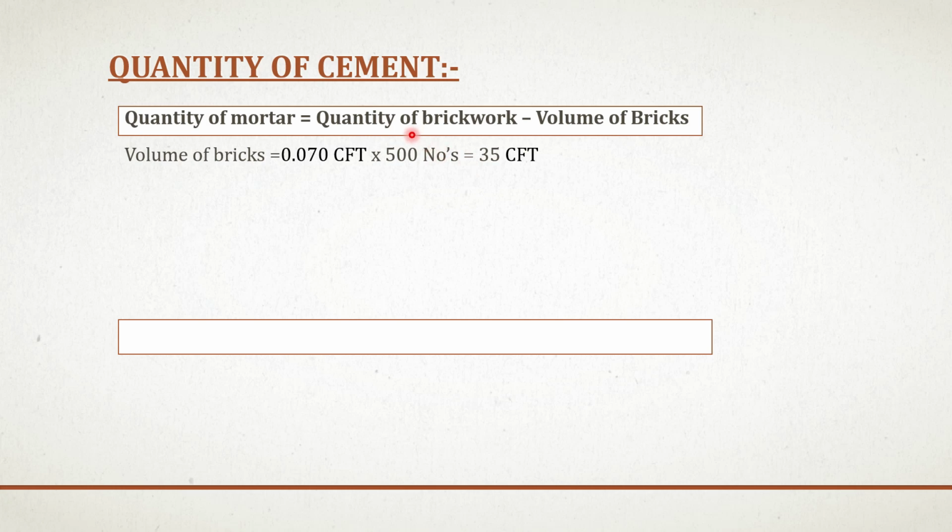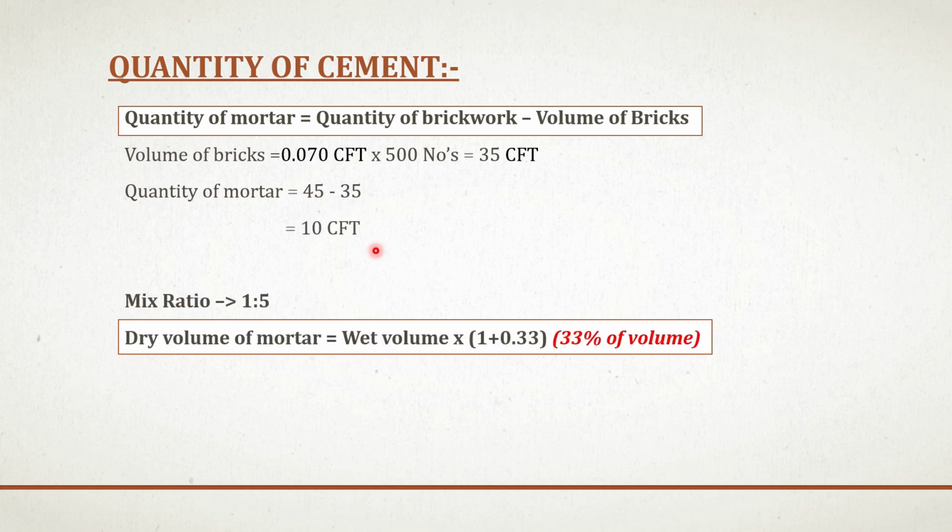Now we know the quantity of brickwork and we know the volume of bricks. So let's substitute the values to get the quantity of mortar. Quantity of mortar equals 45 minus 35, which equals 10 cubic foot. Here this 10 cubic foot is the wet volume of the mortar.